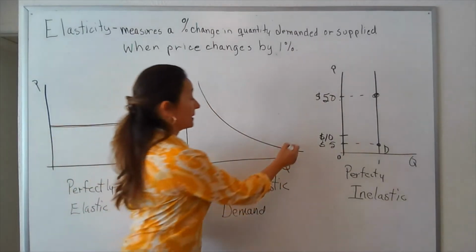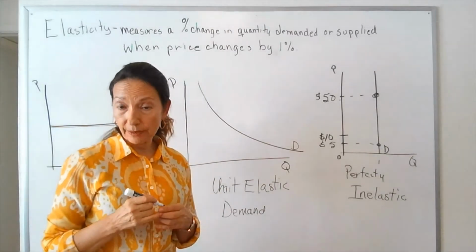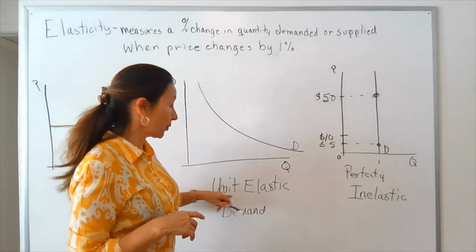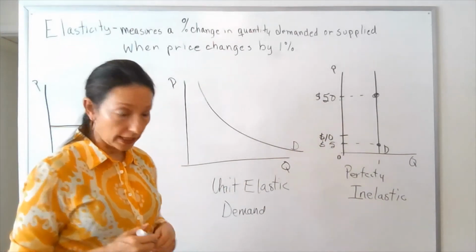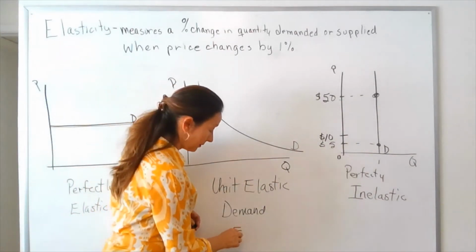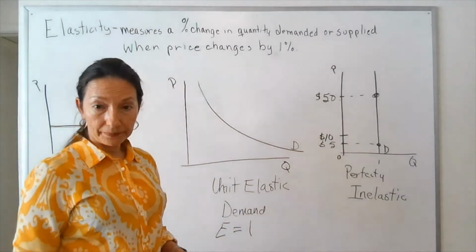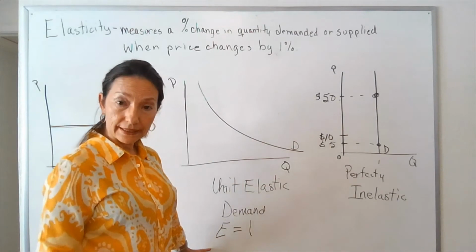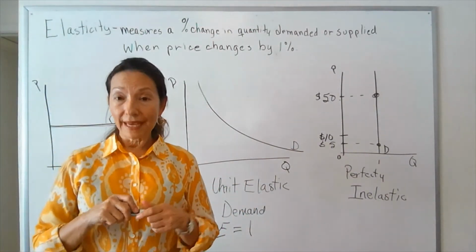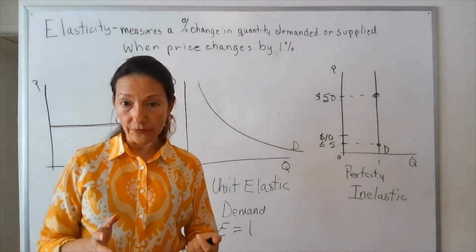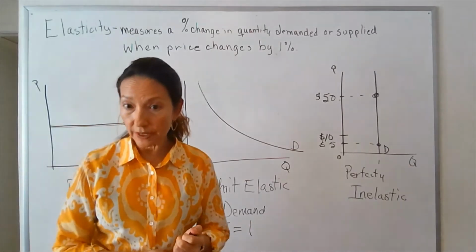And with unit elasticity, there's a one-to-one relationship, okay? Now, the word unit means that the elasticity is equal to 1. Okay, so elasticity is equal to 1. Like I said, we will calculate these out later on. So these are the 3 main types of elastic curves. And then I mentioned that we were going to do 5, so we have 2 more to cover.